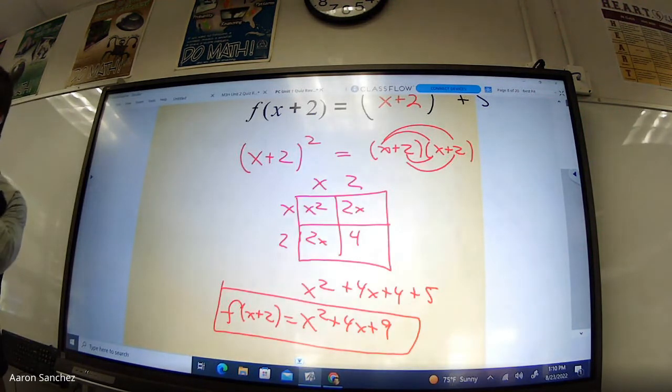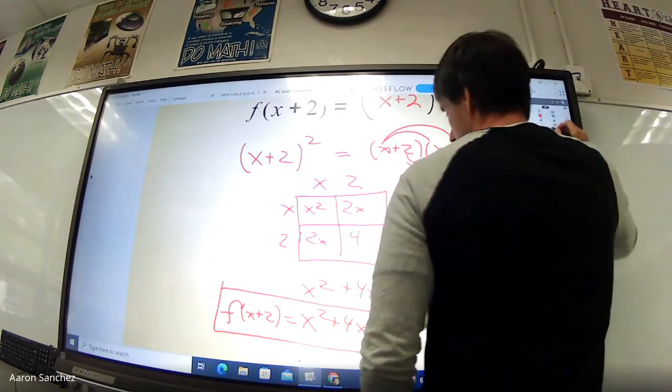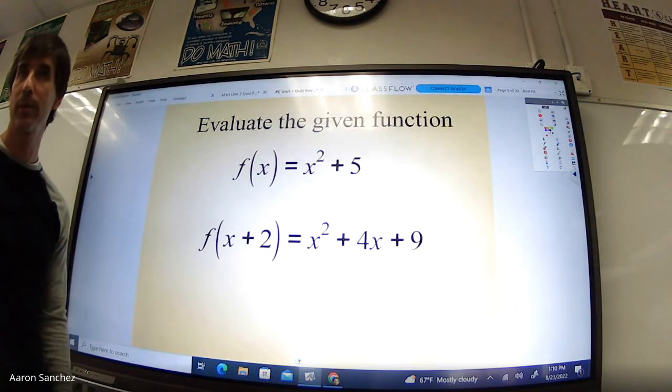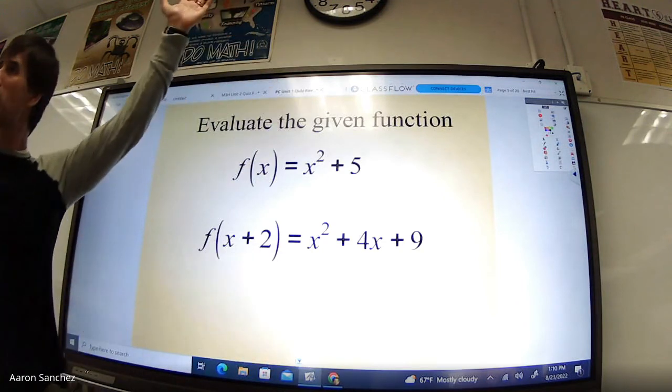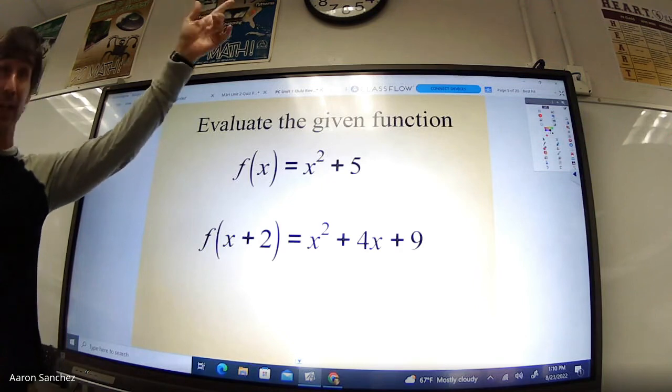And I saw a lot of you got that. X squared plus 4x plus 9. F of x plus 2 is x squared plus 4x plus 9. Raise your hand if you think you could do pretty good on this question. If I had this question, I'd get it right on the test. Okay, practice it still.